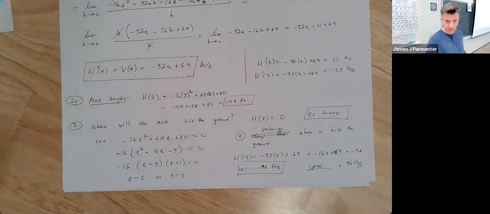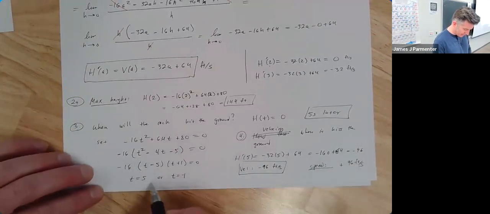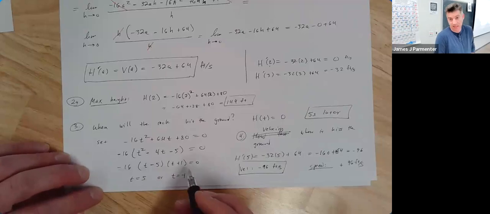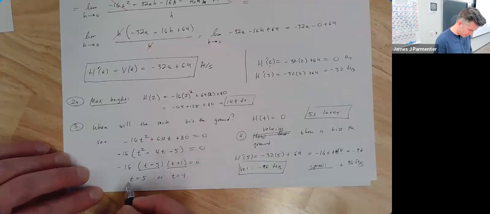Just to reiterate, the negative 16, I factored it out, and then I didn't set it equal to 0 because it's just a constant and it can't equal 0. So I'm just saying, oh yeah, this part equals 0 or this part equals 0, which leads to this or this.